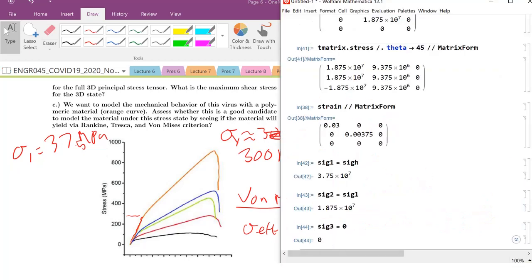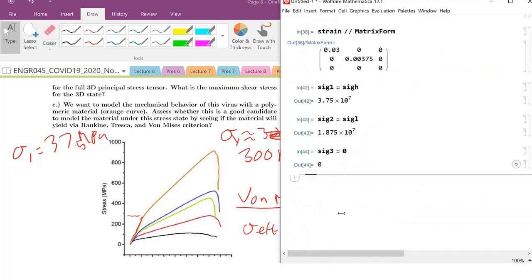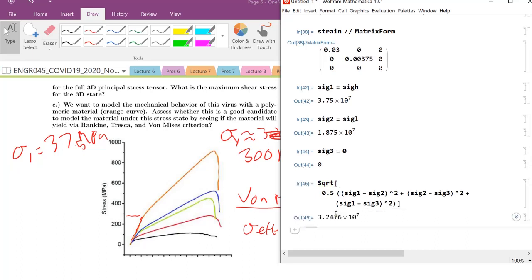And now let's plug and chug for this one right here. So square root of 0.5 times sigma 1 minus sigma 2 squared plus sigma 2 minus sigma 3 squared plus sigma 1 minus sigma 3 squared. Close it, there, and again, still much lower than that yield stress.